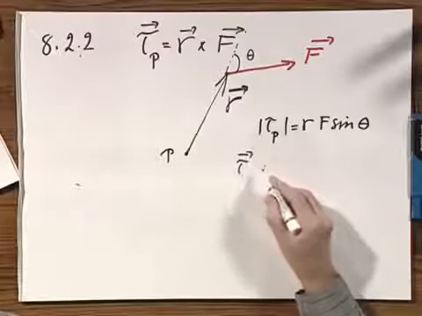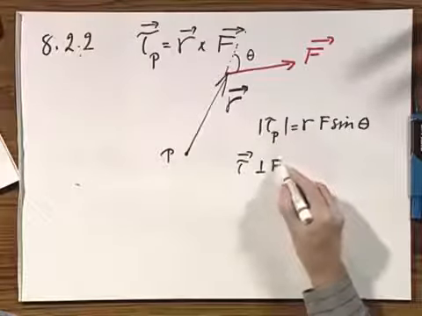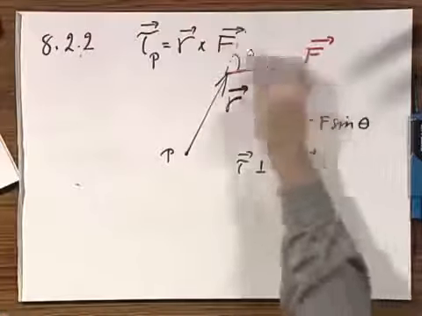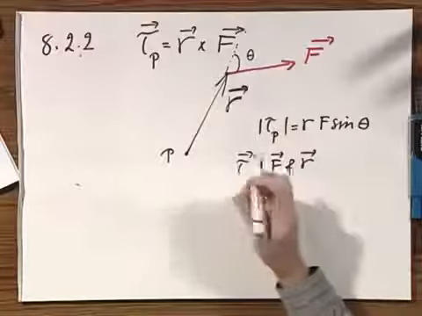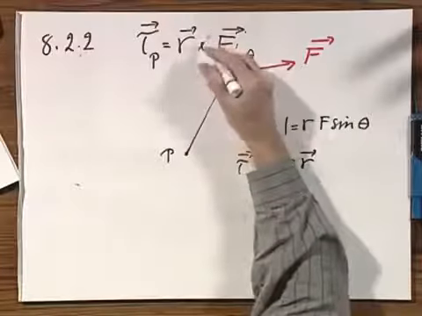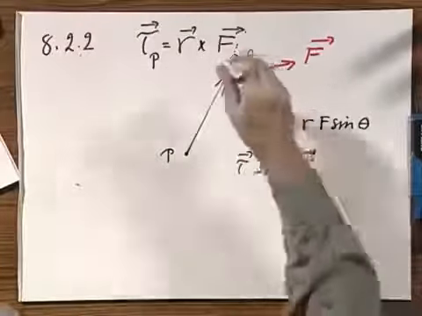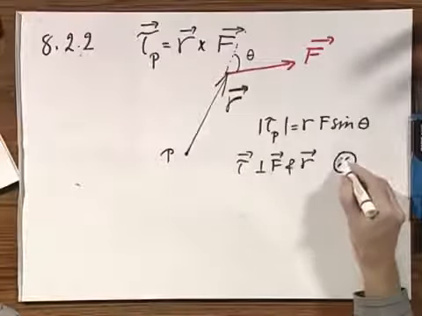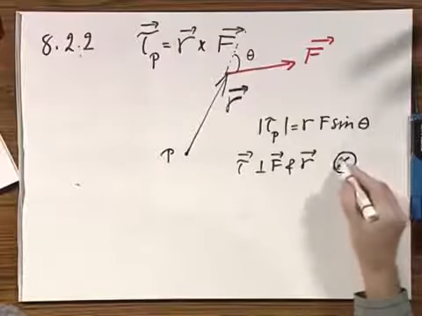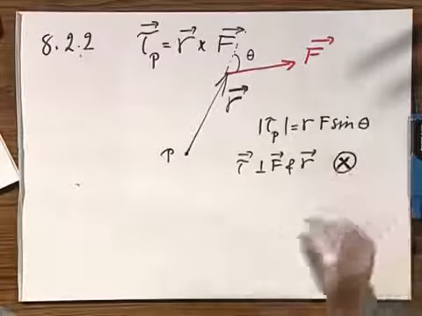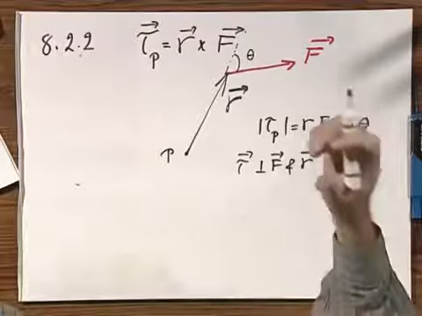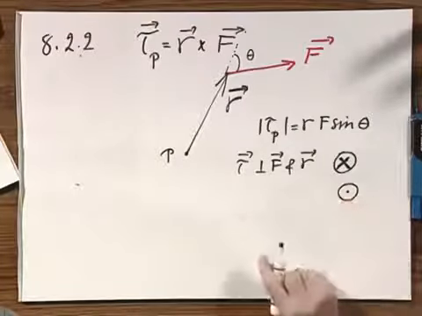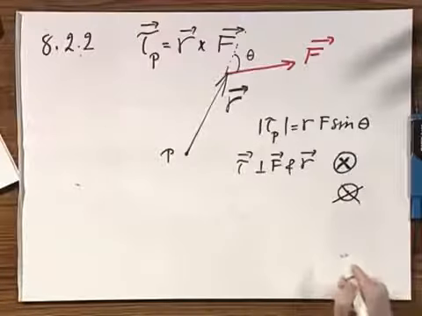As far as the direction is concerned, it's always perpendicular to both F and to r, so it's perpendicular to the plane of the paper. In this case, if you remember how to apply the rule of cross product, the torque vector is into the paper, which we would indicate with a circle and a cross. You're looking at the tail of an arrow that went into the paper. If it were out of the paper, then I would indicate it with a circle with a dot. You see the tip of the arrow.